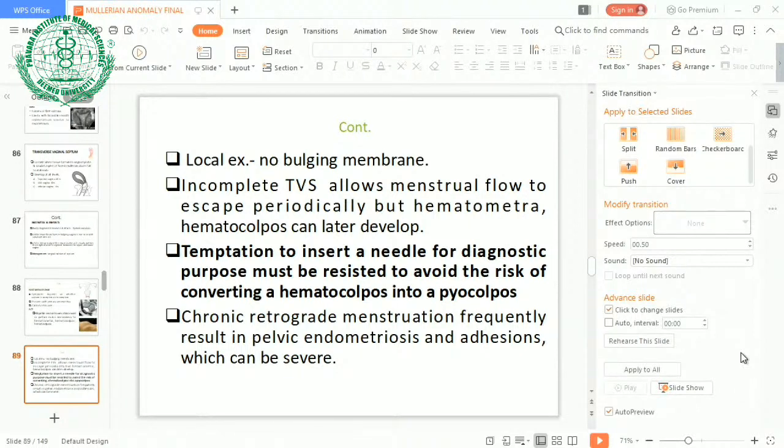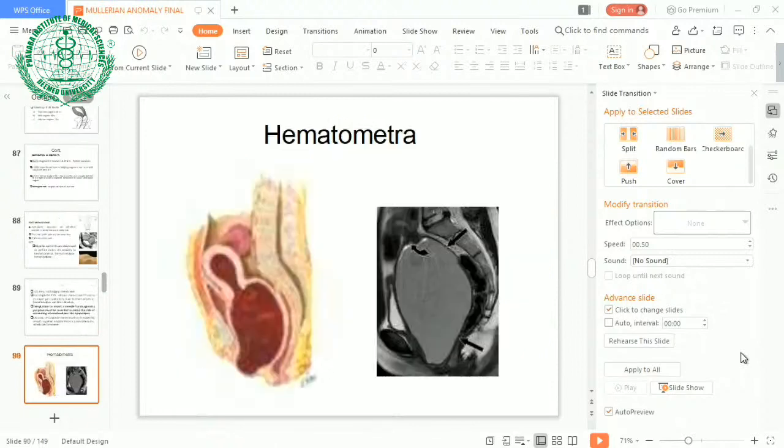The incomplete TVS allows menstrual flow to escape periodically, but hematometra and hematocolpos can later develop. The temptation to insert a needle for diagnostic purposes must be resisted to avoid the risk of converting the hematocolpos into pyocolpos. Chronic retrograde menstruation frequently results in pelvic endometriosis and adhesions, which can be severe.